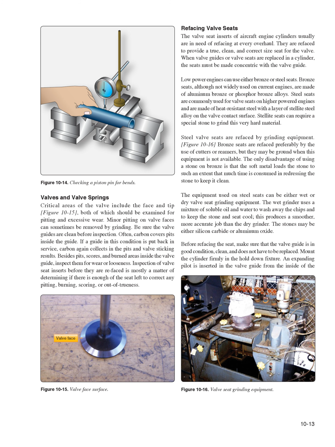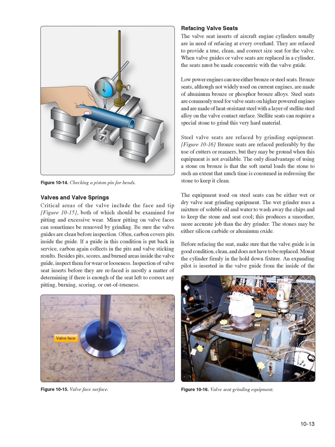The equipment used on steel seats can be either wet or dry valve seat grinding equipment. The wet grinder uses a mixture of soluble oil and water to wash away the chips and to keep the stone and seat cool. This produces a smoother, more accurate job than the dry grinder. The stones may be either silicon carbide or aluminum oxide.